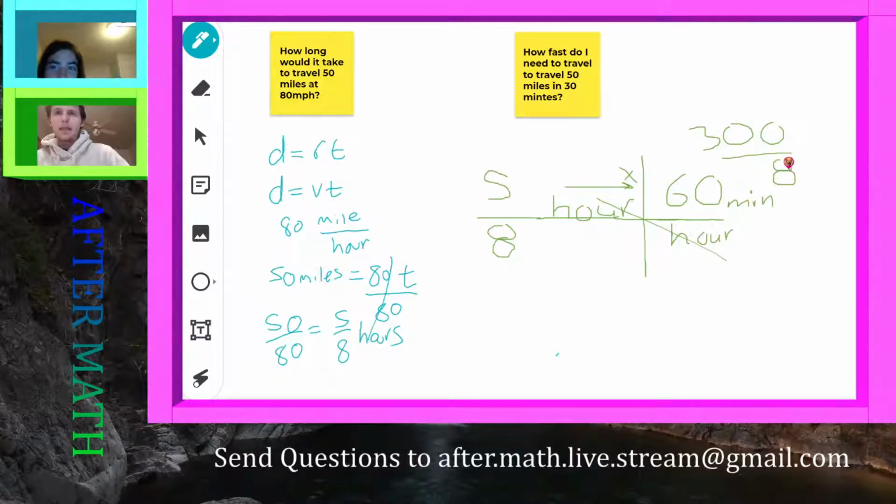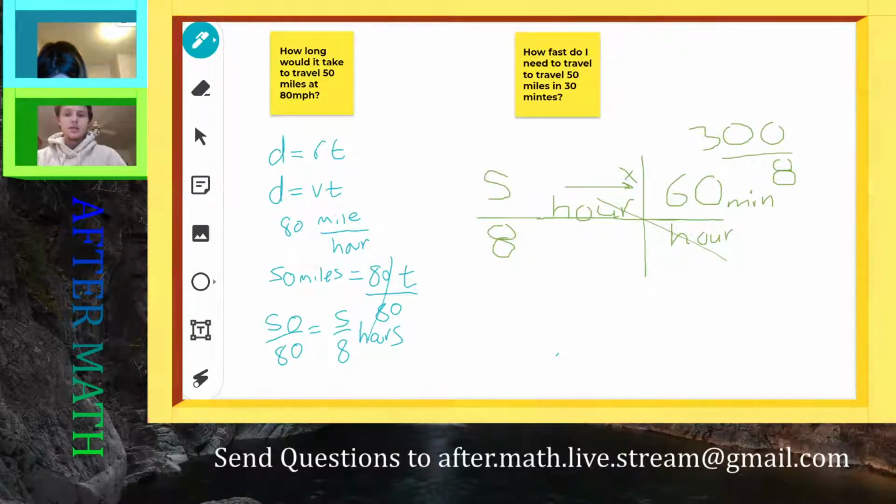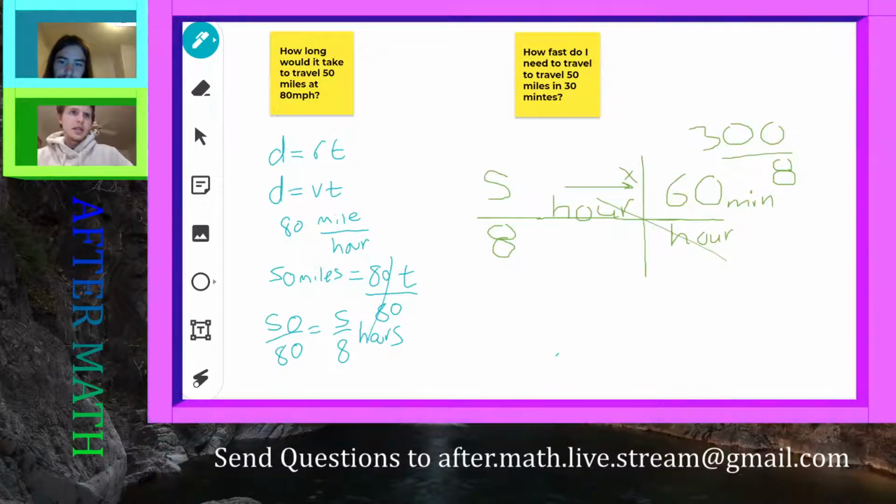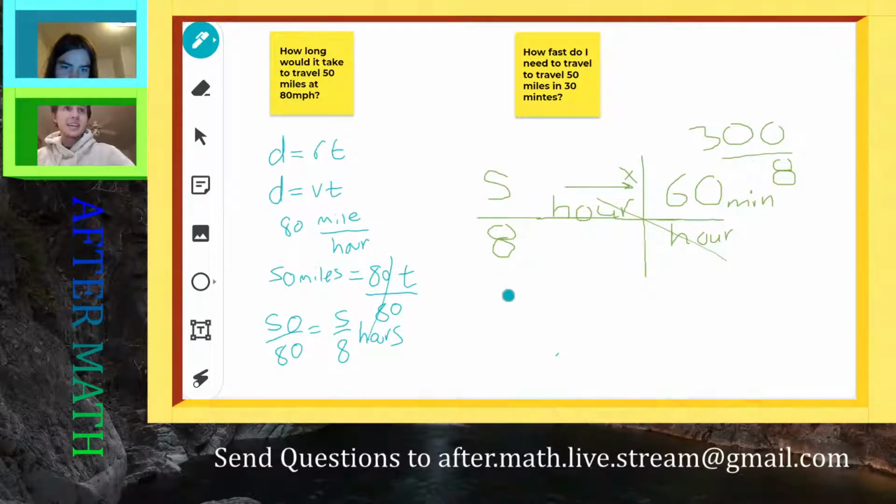Let's do some quick maths here. 300 divided by 8, we get 37 minutes and 30 seconds.